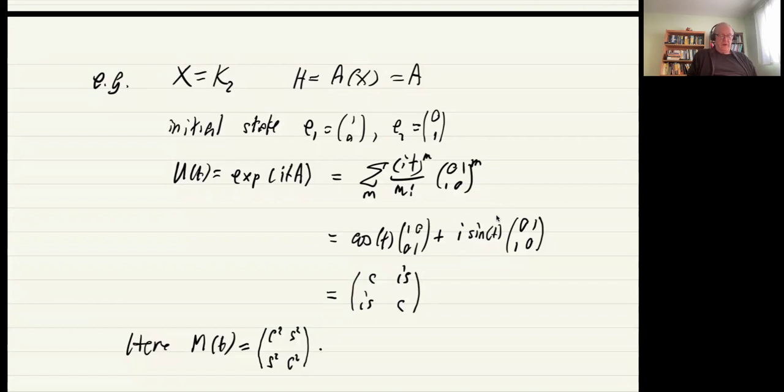So this matrix is unitary, and it's giving us U of t as a function of t. In this particular case, M of t is just c squared, s squared, s squared, c squared. And so the rows and columns sum to 1. So we prove that cos squared plus sine squared is equal to 1, in case you're in doubt. So in this particular case, we can compute this explicitly.